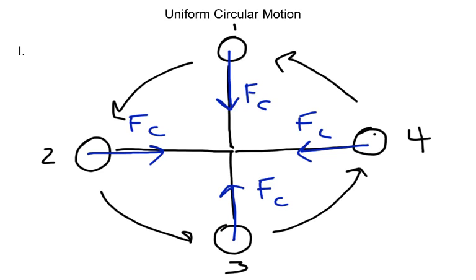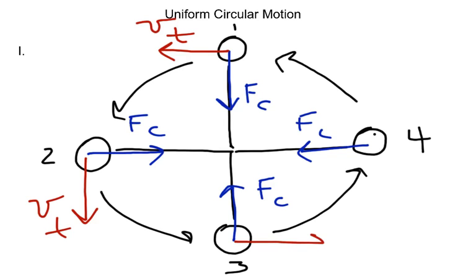Now, when an object moves in uniform circular motion, there is also something called a tangential velocity that is acting on your object. In my example here, in situation 1, the tangential speed acts in this direction, as I note with red, so acting to the left. In case 2, your tangential speed is acting down. In case 3, it is acting to the right. And in case 4, my tangential speed is acting up.